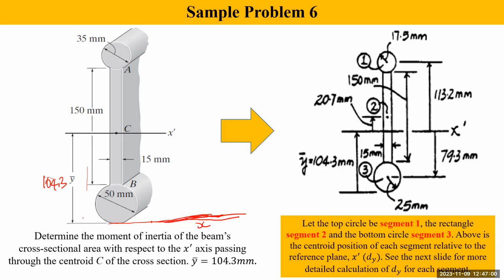All right, what do we have over here? It says, let the top circle be segment 1. So we're going to call the top here, the top circle, segment 1, and the rectangle segment, right? We're going to approximate this to a rectangle, and it's going to be segment 2. So this is 2, all of this here. Even though you still have a little curve, we approximate it to a rectangle, right? So that is 2, this is 1, and then this is segment 3, right? And above this is the central position of each segment relative to the x prime axis.